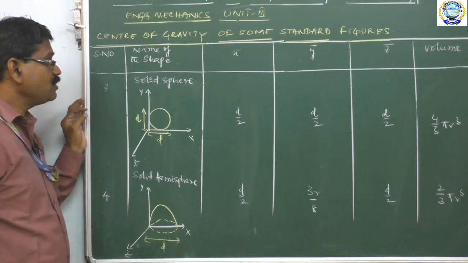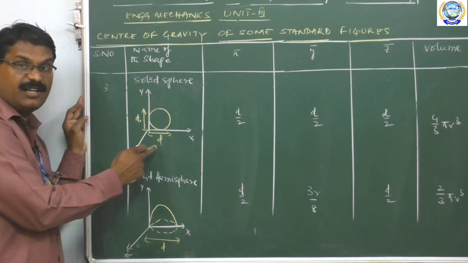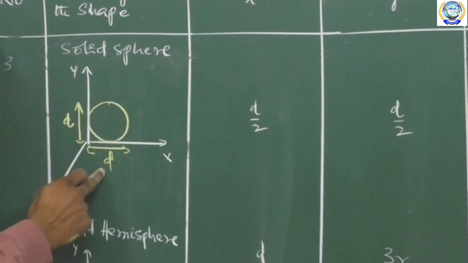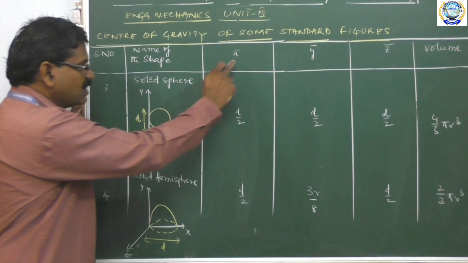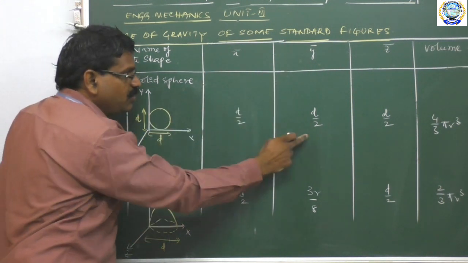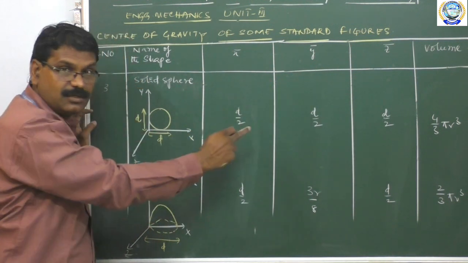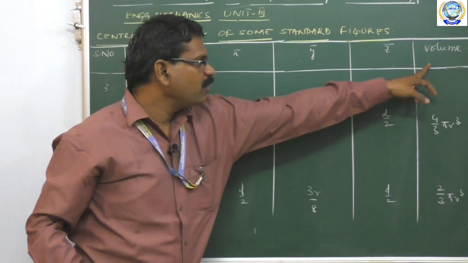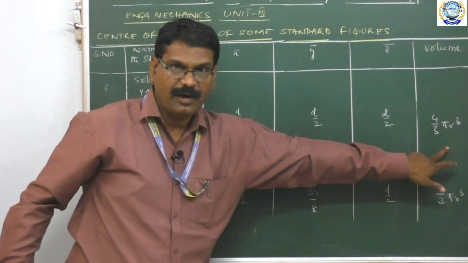The third shape is solid sphere. You have to write it like this: x-axis, y-axis, z-axis. The diameter of the solid sphere is represented like this. The x bar coordinate of the solid sphere is d by 2. The y bar coordinate of the solid sphere is d by 2. The z bar coordinate of the solid sphere is also d by 2. And the volume of the solid sphere is 4 by 3 pi r cube.